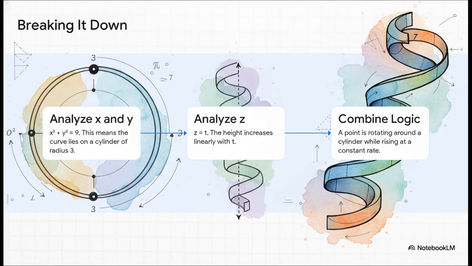The key here is to investigate the components. Let's start by just ignoring the z component for a minute. Let's just look at the shadow this path makes on the flat xy plane. We've got x equals 3 cosine t and y equals 3 sine t.